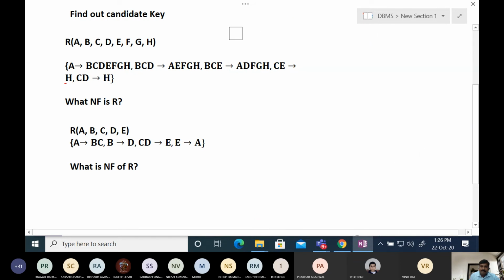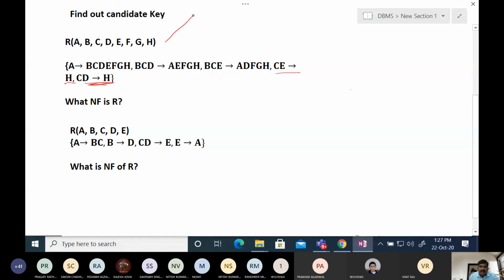First step is to find out the candidate keys. And generally, if any relation has multiple candidate keys, then a student skips one or two candidate keys, and in this way they take a wrong decision. So R is not in second normal form.